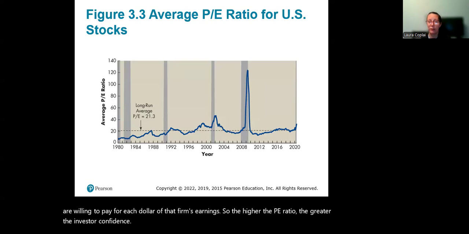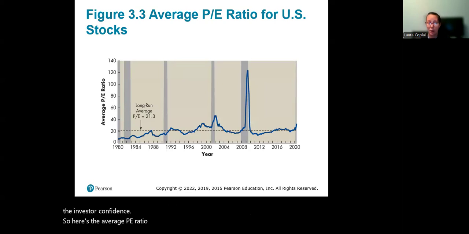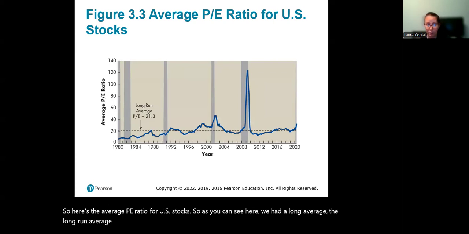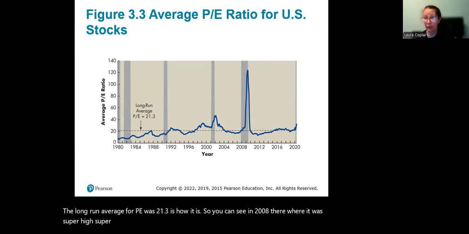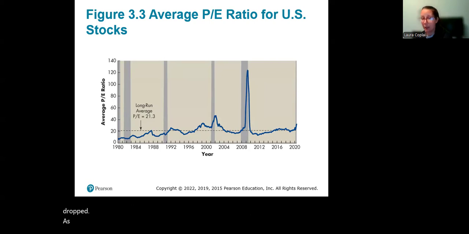So here's the average PE ratio for U.S. stocks. As you can see here, the long run average for PE was 21.3. You can see in 2008 it was super high, super confident. That was the real estate, the house boom, and then it dropped. As you can see, it's coming back up again.